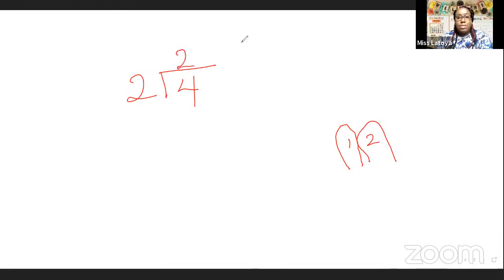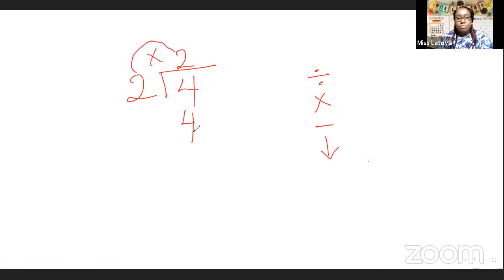I put my 2 on top. Now, what are the steps for long division? We divide. After we divide, we multiply. After we multiply, we subtract, and then we bring down, if there is a number to bring down, that is. So 2 into 4 is 2. 2 2s are 4. Now I'm going to subtract. I'm going to take away. 4 take away 4 is 0. Okay, and that's our answer. Let's do our next question.